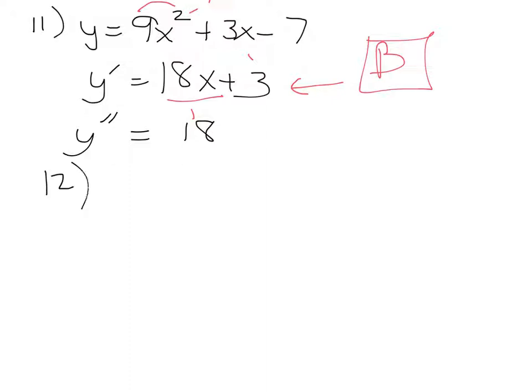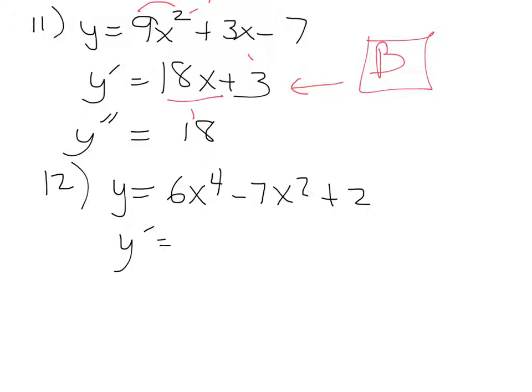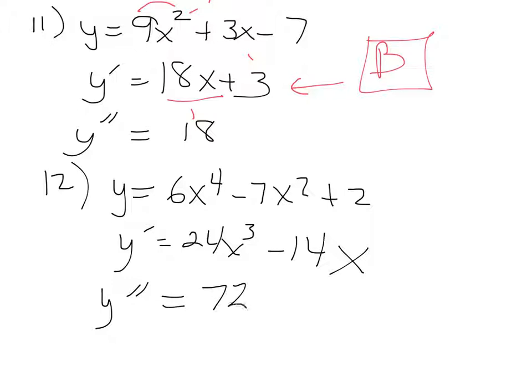All right, 12, y equals 6x to the 4th minus 7x squared plus 2. First derivative? 24x to the 3rd minus 14x. I was waiting on that. Second derivative? 72x squared minus 14. There you go. So that's a D.